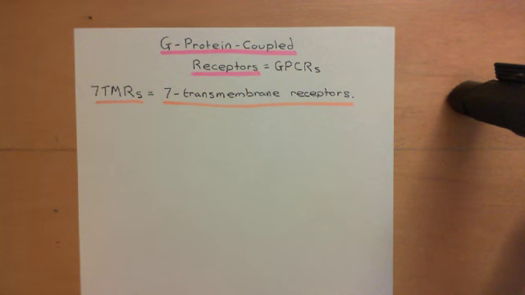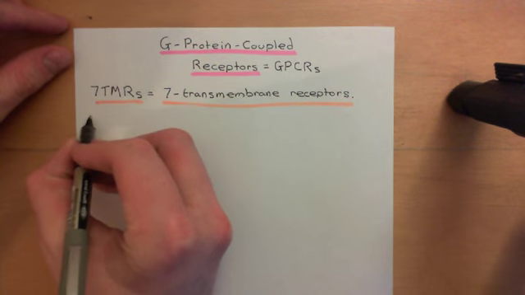Okay, so that's the clever reason why people want to move over to using this name of 7 transmembrane receptors rather than G protein coupled receptors, because actually these things do have actions outside of heterotrimeric G proteins.